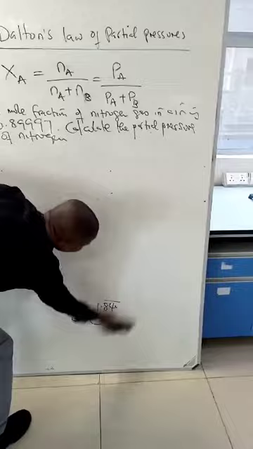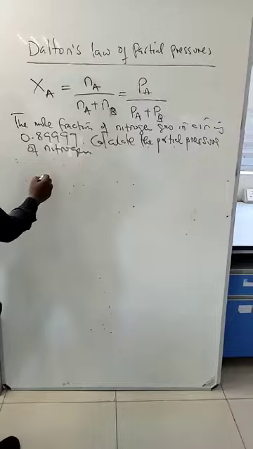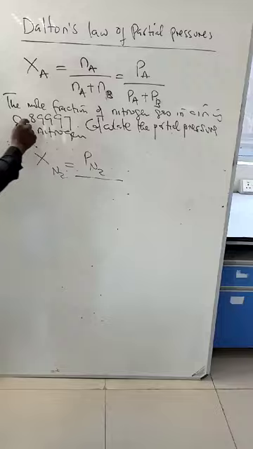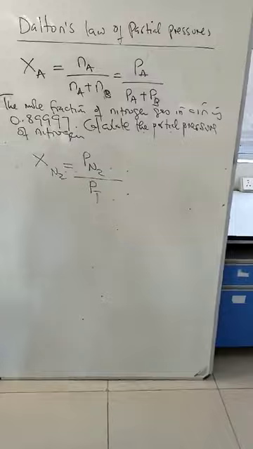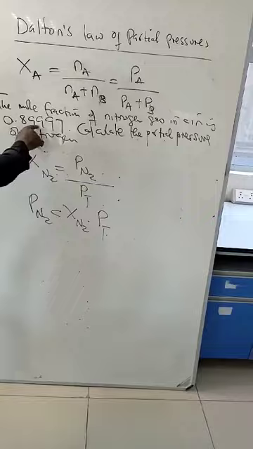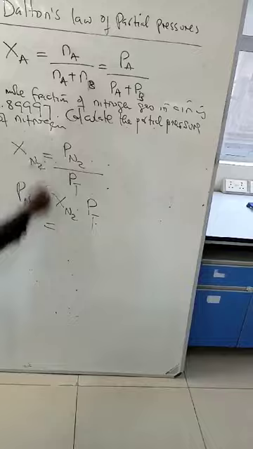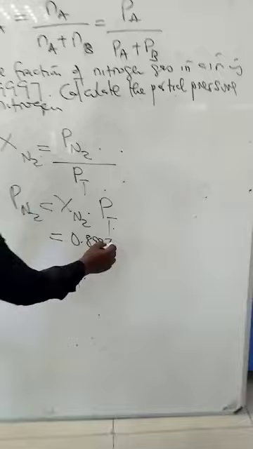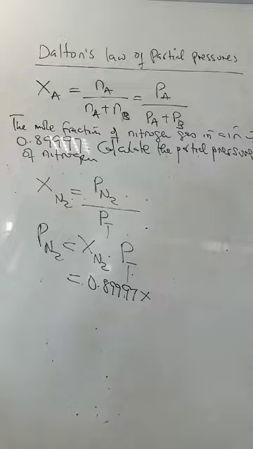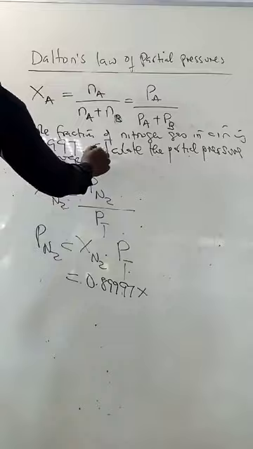So here we have chi nitrogen is equal to the partial pressure of nitrogen over PA plus PB, meaning that here it is now the PT, total pressure. So in this case, partial pressure of nitrogen will equal the mole fraction of nitrogen times the total pressure. So the mole fraction of nitrogen in air, which is 0.8997, times the total pressure.